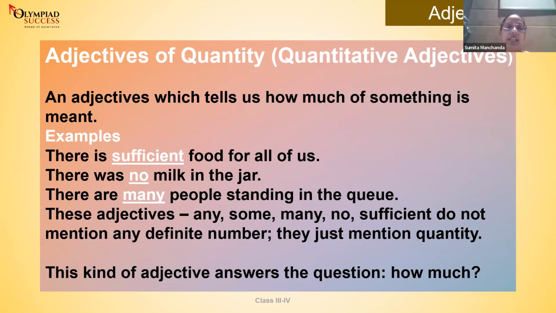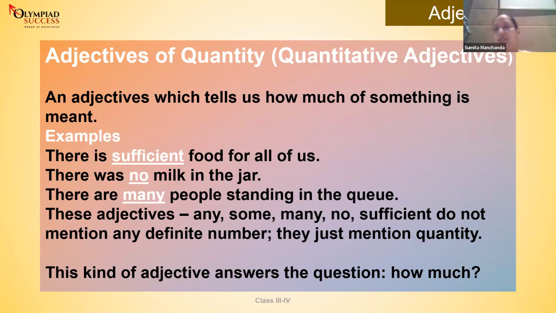Now, children, when I say there is sufficient food for all of us, tell me in chat, is it possible for us to count food? I can count a bowl of food or maybe a plate, but can we count food itself? Very good. You all are writing no. So that's true, we can't count food. Food is taken as an uncountable thing. So the word sufficient tells us that this is an uncountable one, so we can't go with any particular number.